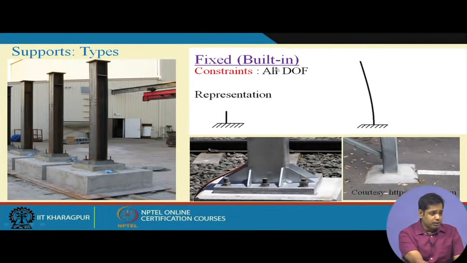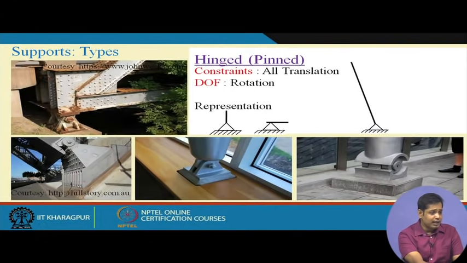This fixed support is also sometimes called built-in support. Now, suppose in this case all degrees of freedom are restricted. Let us, instead of restricting all degrees of freedom, restrict only the translation and allow the rotation. If you do so, then we have the next kind of support, called hinge support or pin support. There are some examples of pin supports.